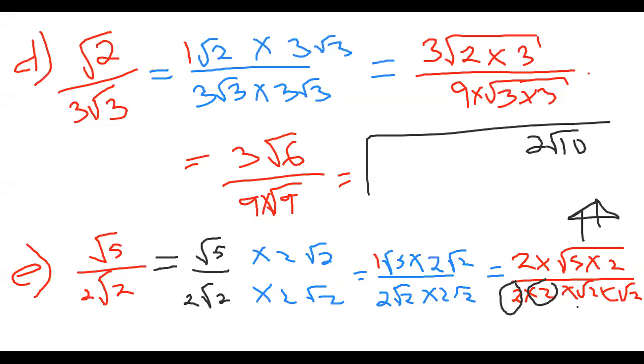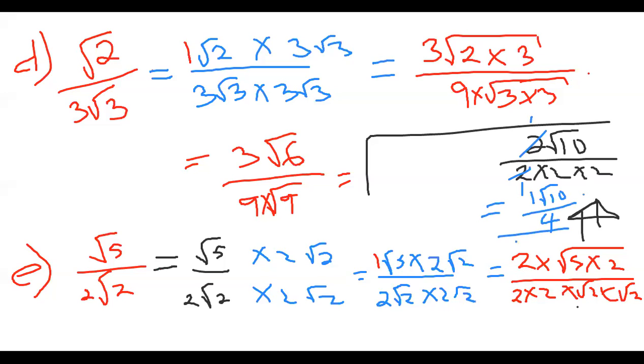So meaning that I will have my answer here as 2 times 2 times 2. And one of them can cancel out, 1, 1. And the final answer will be 1 root 10 divided by 4, the answer that you've got. You can still write it as root 10 out of 4, which is very correct.